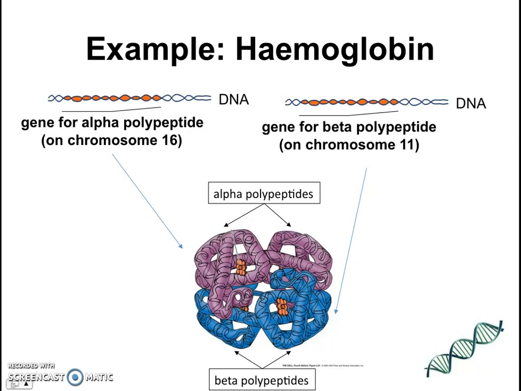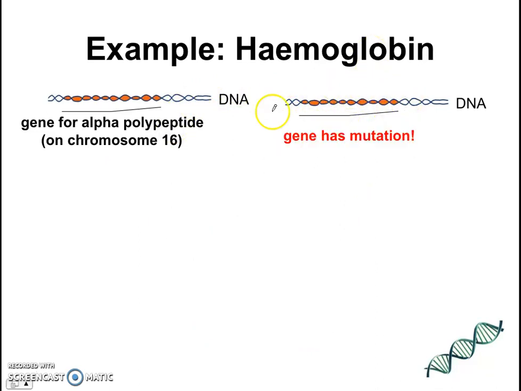Now, sometimes there may be a mutation inside either one of these genes. So let's imagine that there's a mutation in the gene for beta polypeptide. Now, in such a person, they will be able to produce normal alpha polypeptide, but they will not be able to produce normal beta polypeptide. So that at the end of the day, the hemoglobin form is abnormal.